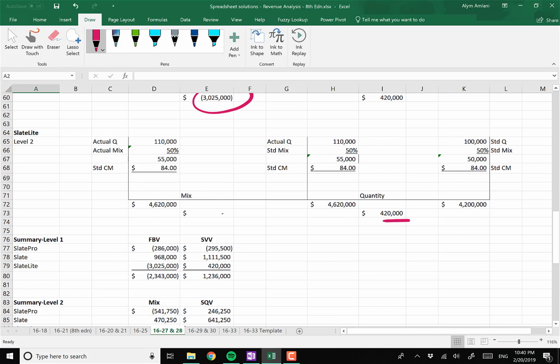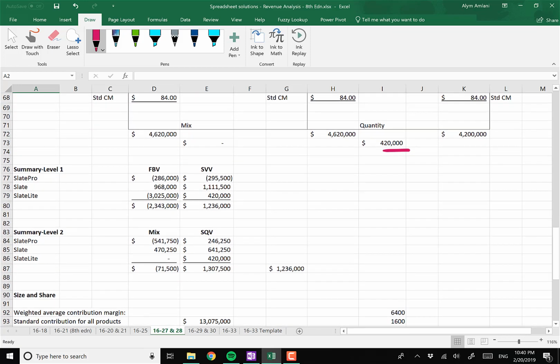Alright, so just like we saw before, you can summarize your level 1 and your level 2 variances. And when we do that, we can start to explain away why we earned what we did, okay, and where we ended up spending a lot of our money. The flexible budget variance, I think, is the one thing to really look at here, especially for Slate Light. We've got a $3 million unfavorable variance, and again, part of the reason for that is simply because we ended up making a lot less money than we expected to make for every unit sold.